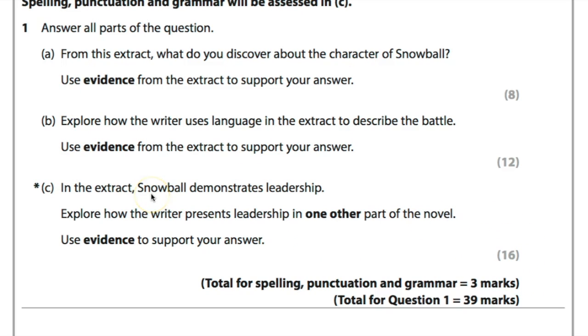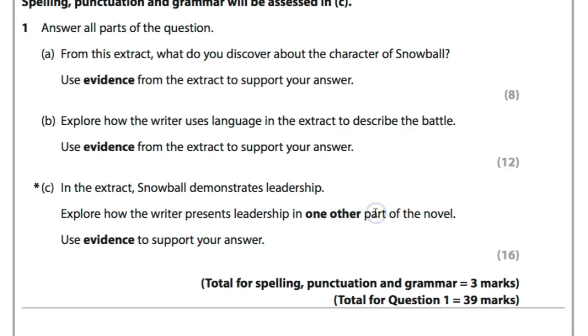So this question, it's most important to really break it down. We know that this question is asking us about the demonstration of leadership here, the presentation of leadership, and in one other part of the novel here. So no longer do we want Snowball, but we need another character from the novel. So this could be the farmer, this could be some of the other pigs, this could be Boxer the horse, whoever you want it to be. But remember again, this can only be one other part of the novel.